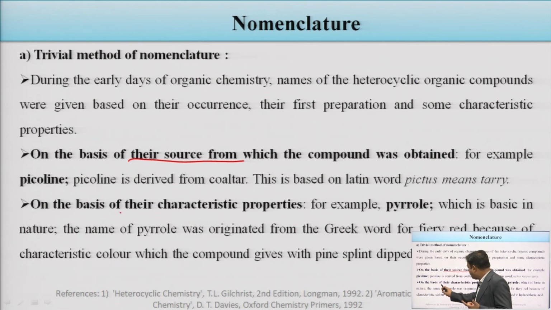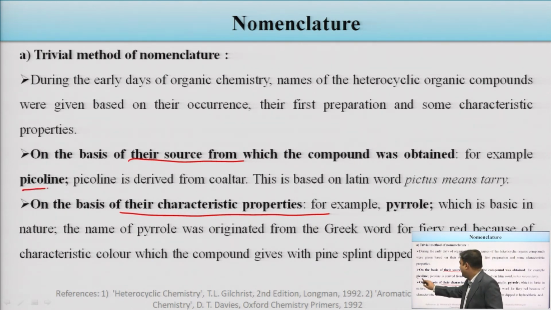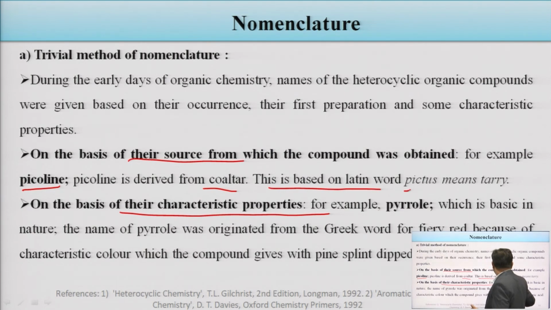These can also be named on the characteristic properties. So, for example, picoline. Picoline is derived from coal tar. This is based on the Latin word pictus, meaning tarry. So, on the basis of its source, picoline was named, and other compounds are named on the basis of their characteristic property.